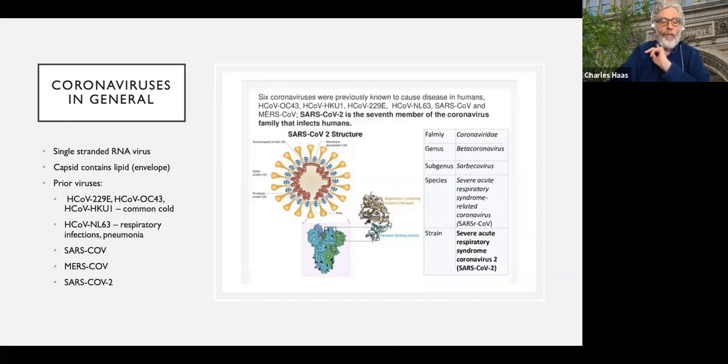SARS coronavirus itself first became recognized in 2002 and was responsible for a significant outbreak, which we'll talk about a bit later, in multiple countries. MERS coronavirus emerged in the 2012 to 2014 timeline and was responsible for multiple clusters of illnesses around the world, although with a heavy focus in the Middle East. And now that brings us to SARS coronavirus 2.